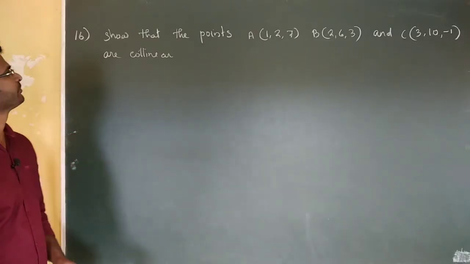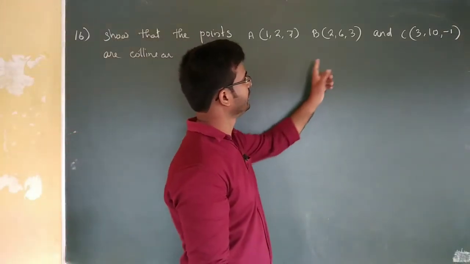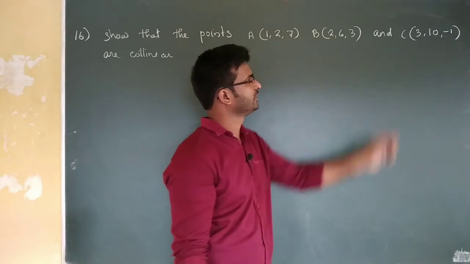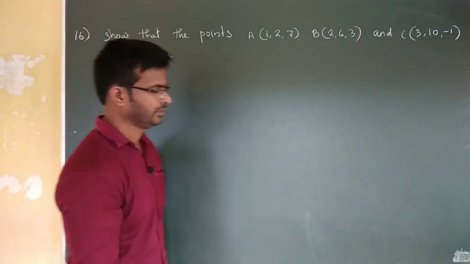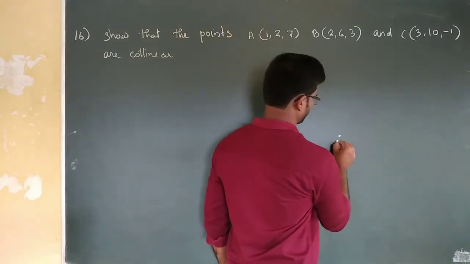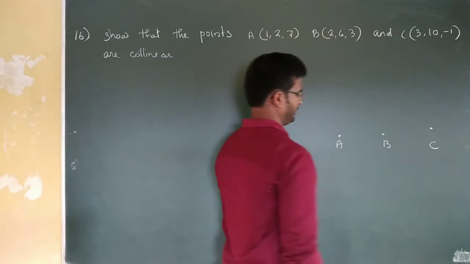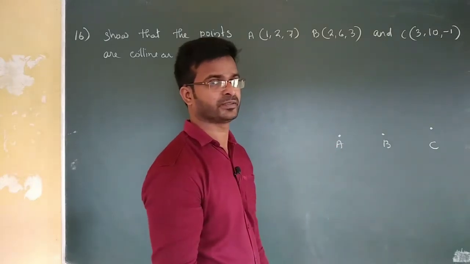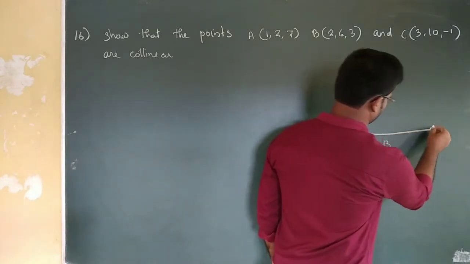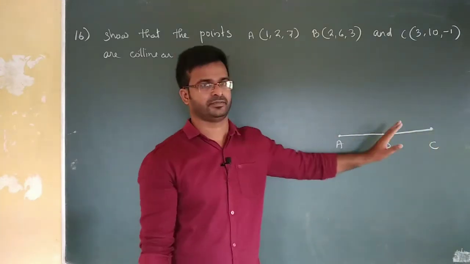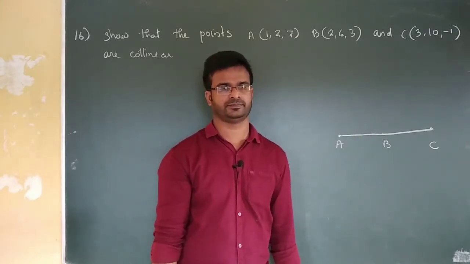Question number 16. Show that the points A (1, 2, 7), B (2, 6, 3), C (3, 10, minus 1) are collinear. Here 3 points are given, A, B, C. We have to show that the 3 points are collinear. Collinear means if you join the 3 points, you will get one straight line. Then we can say that the 3 points are collinear.